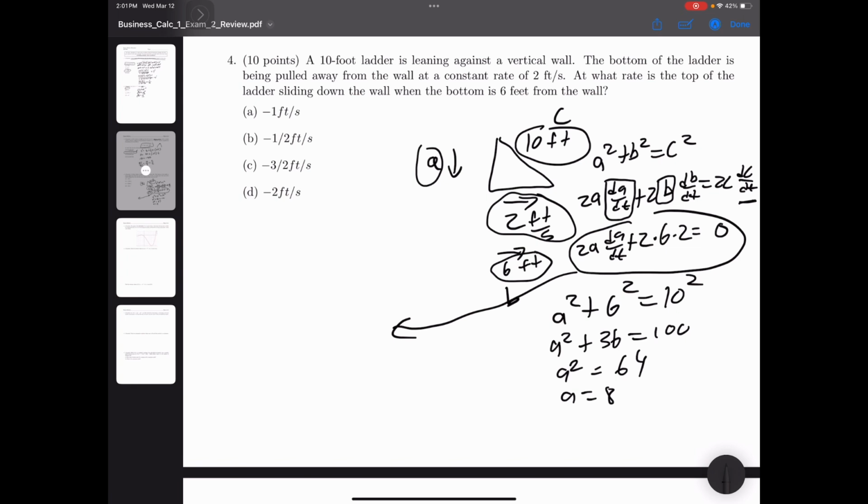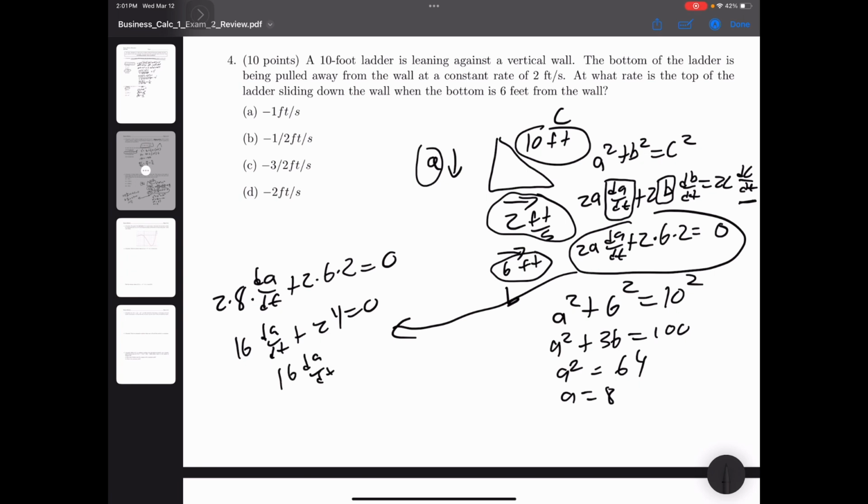And so we can take this equation, I'm going to bring it back over here, and I'm going to say we have 2 times 8 times dA/dt plus 2 times 6 times 2 equals 0. 2 times 6 is 12 times 2 is 24. We have 16 dA/dt plus 24 equals 0. Subtract the 24 to the other side.